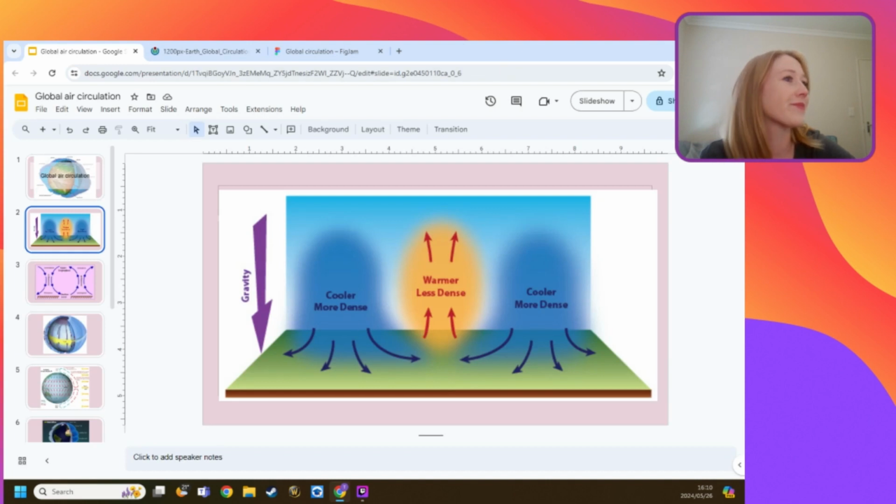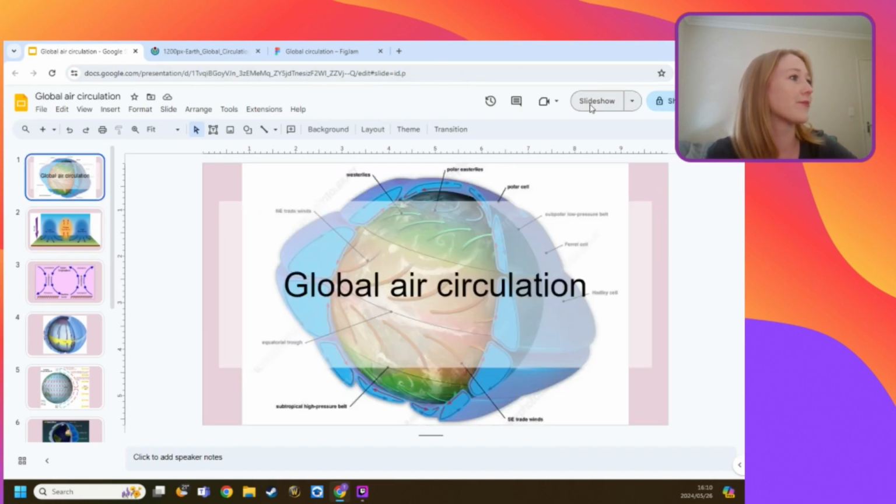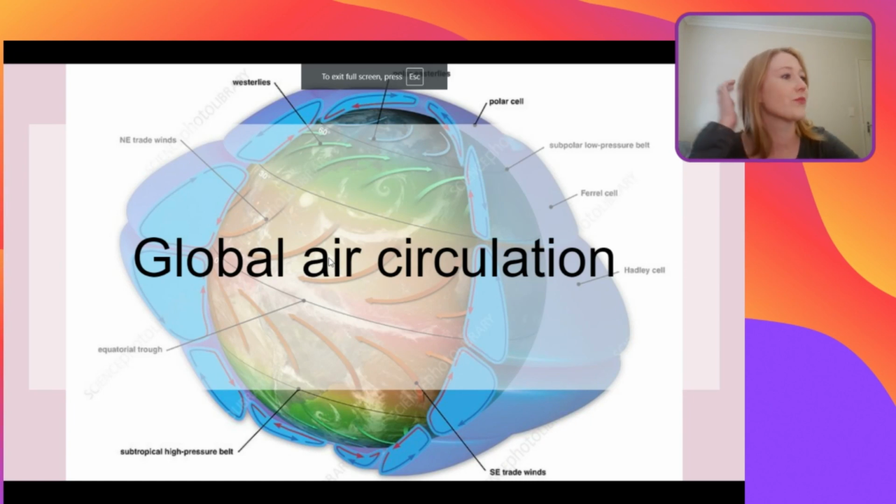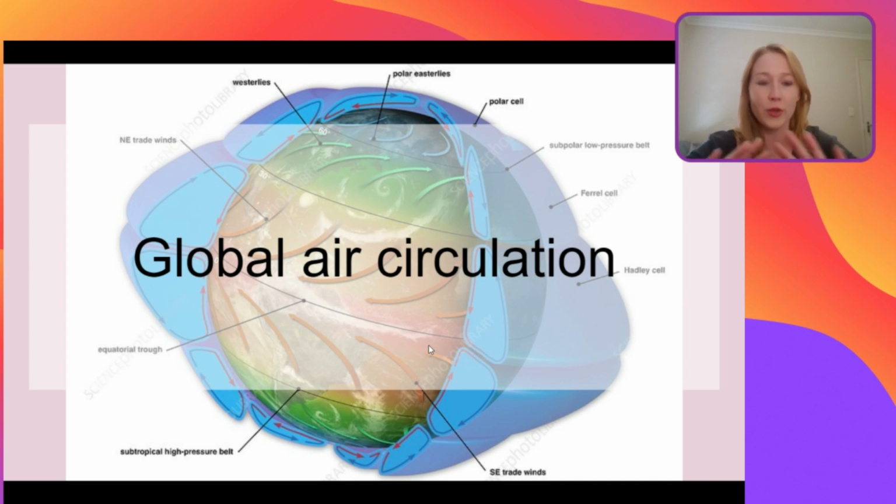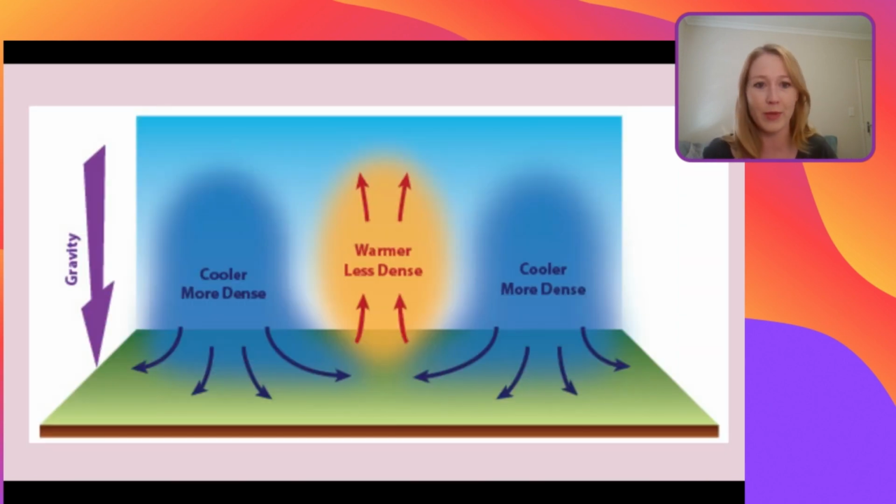Okay, let me start on the first slide. Okay, global air circulation. So an overview of how the air moves across the globe. The most important basic thing we need to remember is that warm air rises and cold air sinks. So where warm air is less dense, it will rise up, kind of like a hot air balloon, and cold air is more dense and sinks down.